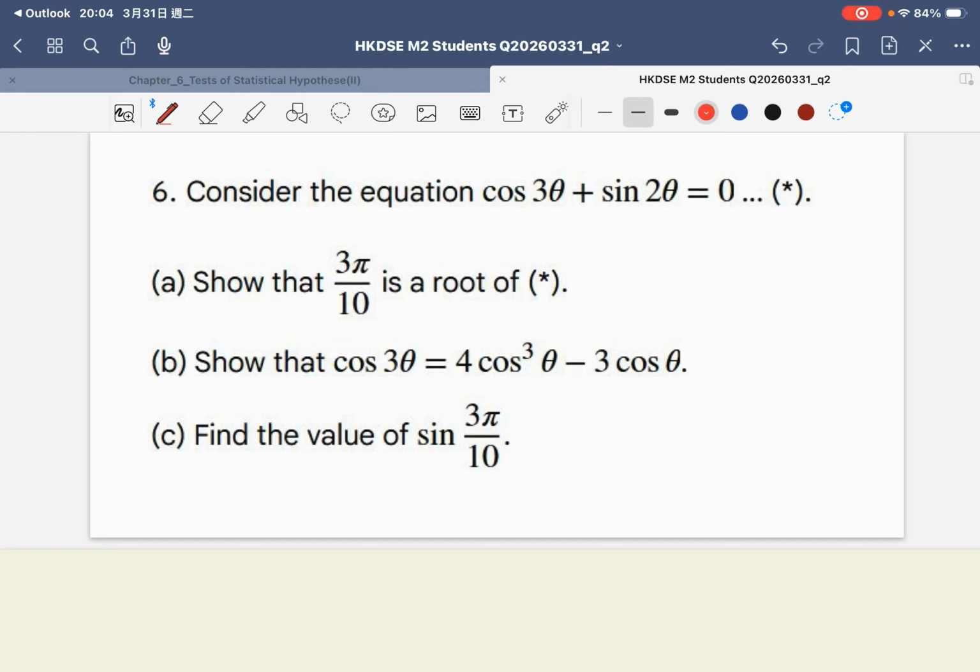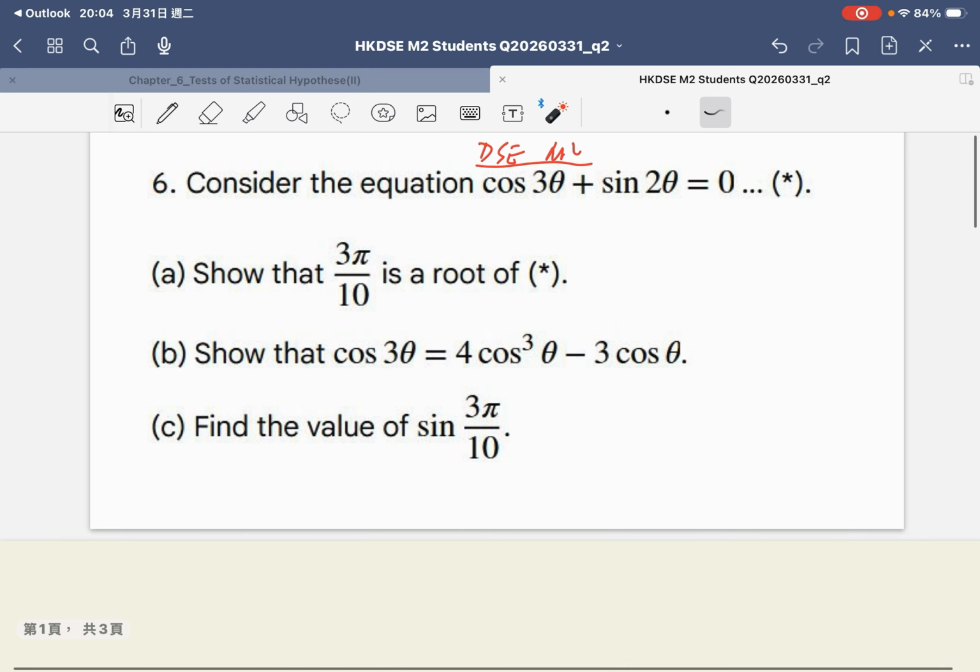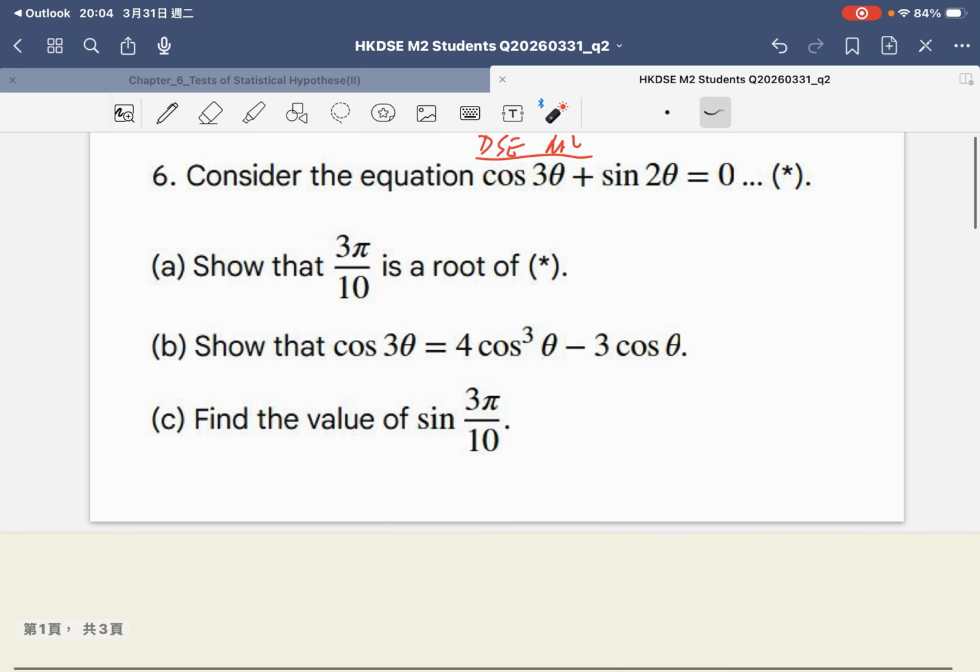This question was asked by a Form 4 M2 student, and maybe it is not an easy question for him, so let's go into the details. First, consider the equation cosine 3θ plus sine 2θ equals 0, so that 3π over 10 is a root. Here, I try to use two methods to solve this problem.